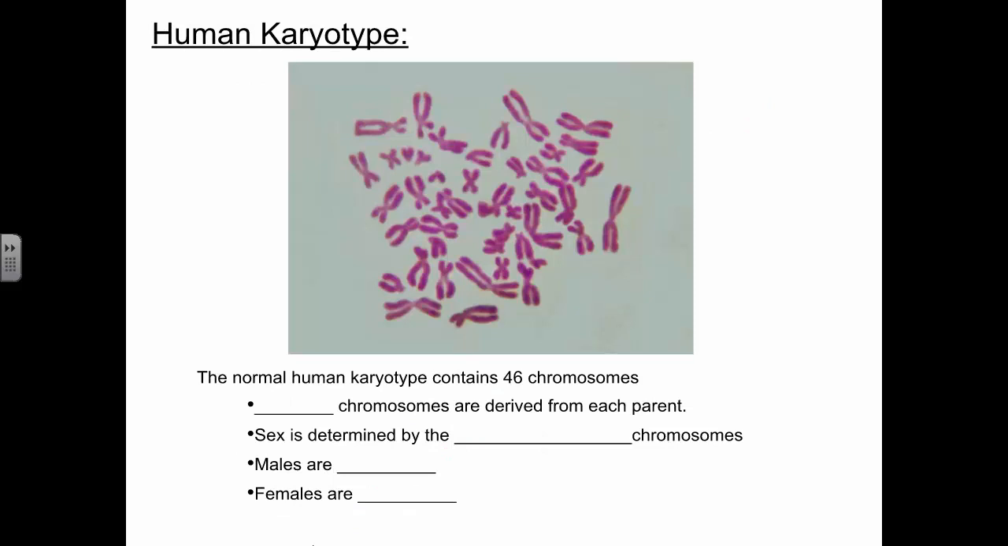So this is a human karyotype. Anybody have a guess of what a karyotype is? Tatum? Close. It's a picture or a map of our chromosomes. So this is the karyotype. It's got the 23 pairs of 46 chromosomes, a picture or a map of them, and it shows the chromosomes. That's all the karyotype does. It just shows the chromosomes in a cell. So it's a map of someone's chromosomes.